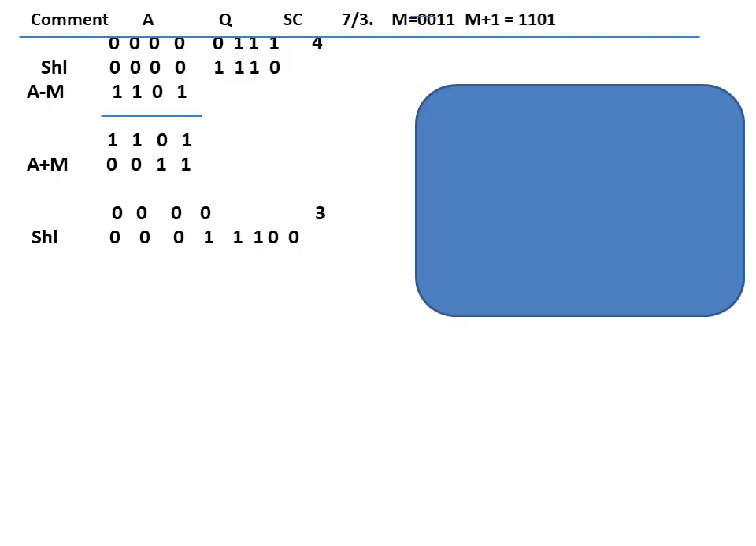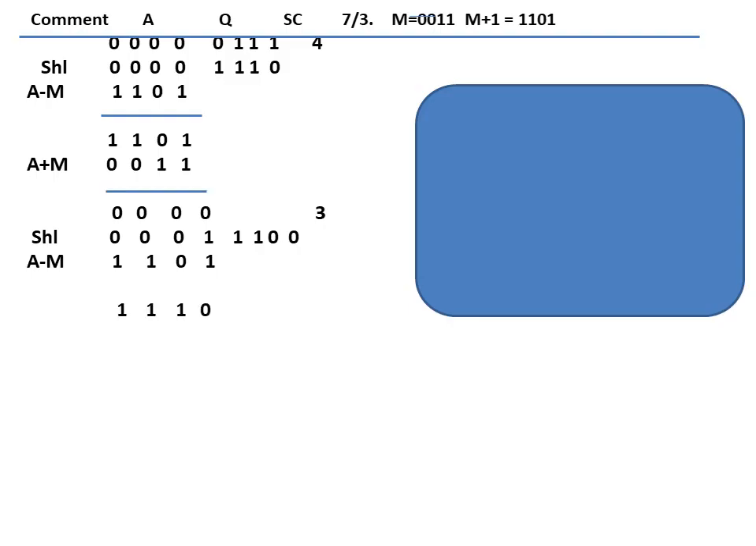Now perform A minus M. A minus M means, as I already said, we have to add the 2's complement of 3 with the A content. So now 1 plus 1, 0, carry 1. So we put the 1 here. 0, 1, 0 plus 1, 1, 0 plus 1, 1. So 1110.